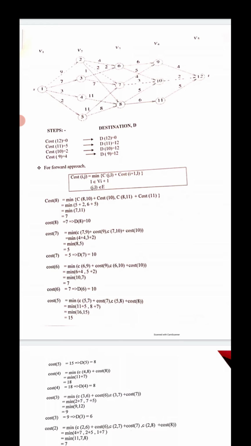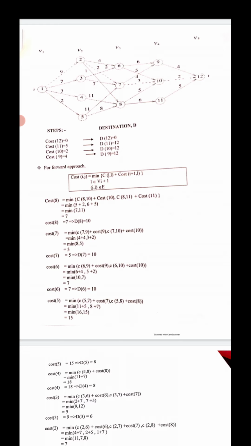Okay, now we have to calculate the minimum of 8 comma 5. Which one is minimum? 5 is the minimum value. Now we have to calculate cost of 6. Cost of 6 is equal to the minimum of cost of 6 comma 6, where it will go: nodes 9 and 6. 6 will go to 9 and 6 will go to 10.